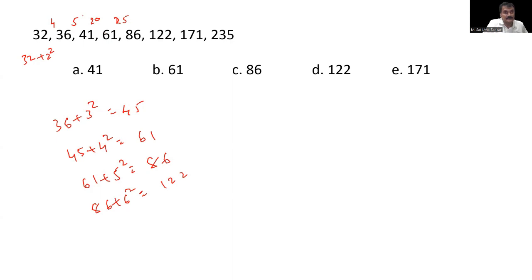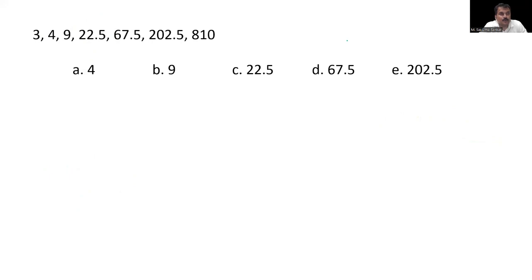So what happened? Here, instead of 41, suppose 45 is there, then that sequence is perfect. Here, 41 is there. So what is the wrong number in the sequence? 41 is the wrong number in that sequence. Is it clear?